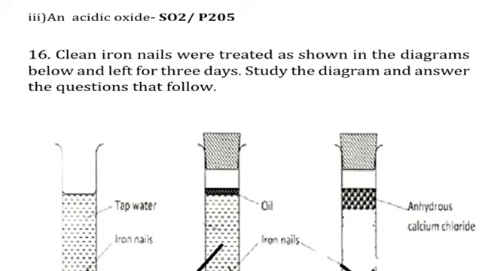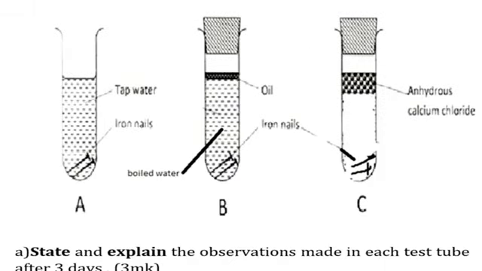Number 16. Clean iron nails were treated as shown in the diagram below and left for 3 days. Study the diagram and answer the questions that follow. So we have experiment A, B, and C. We have experiment A, tap water with iron nails. B, with oil, iron nails in both of them. One has boiled water, the other one has anhydrous calcium chloride.